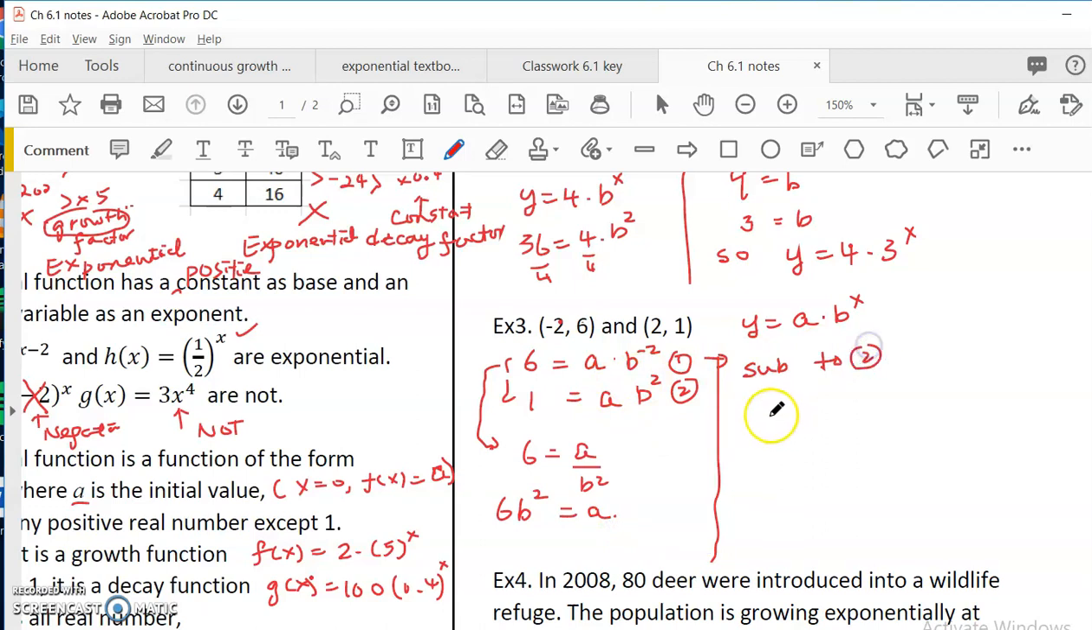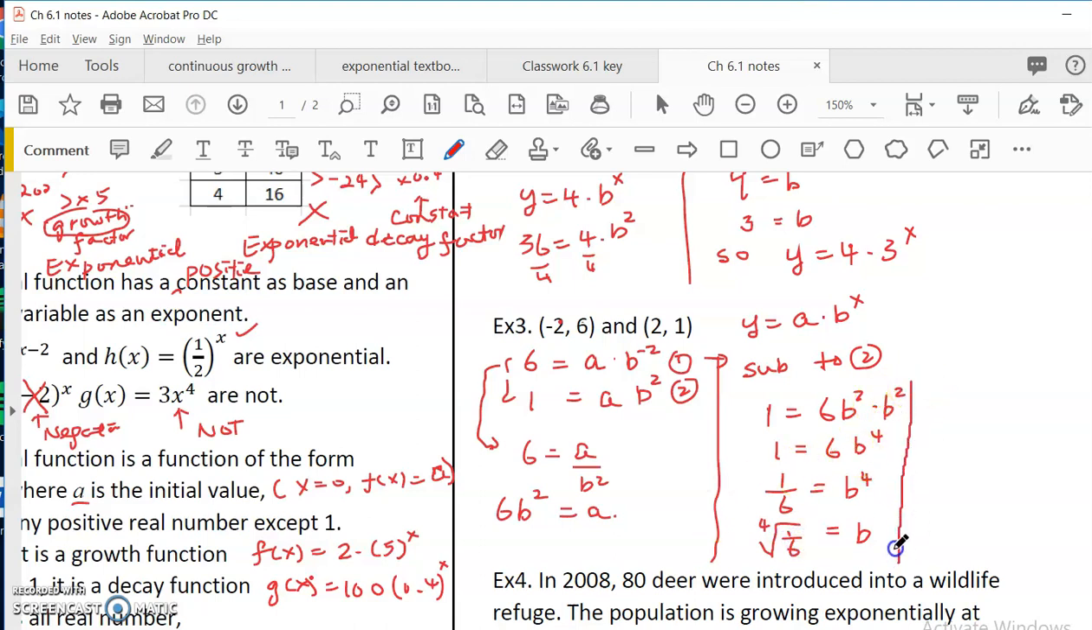Substitute to 2. So 1 would equal 6b squared times another b squared. They're the same base, so you can add them. 1 equals 6b to the 4th. So divide by 6: 1/6 is equal to b to the 4th. So we do the root. b is the 4th root of 1/6.